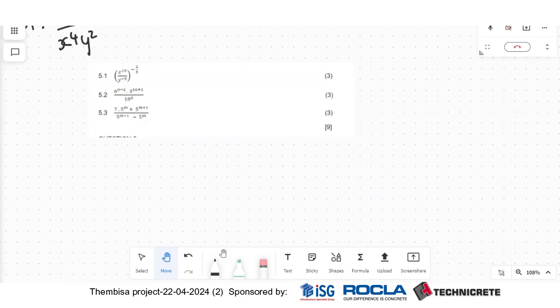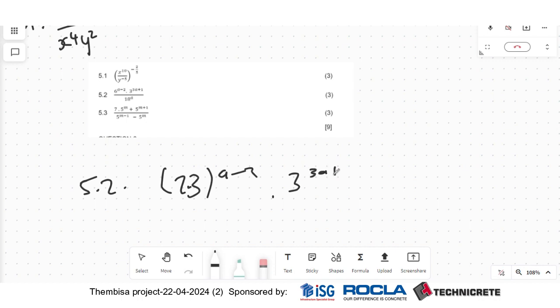So we have 6a minus 2. How would we write this in its prime form? 6 can be rewritten as 2 times 3, and all of this is to the power of a minus 2. 3 can just remain as it is because 3 is a prime number: 3 to the power of 3a plus 1.